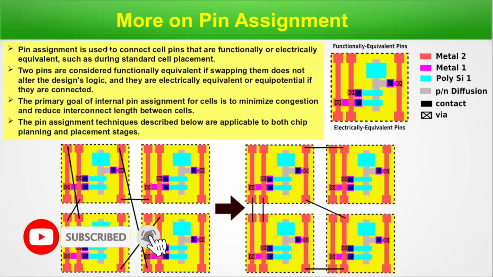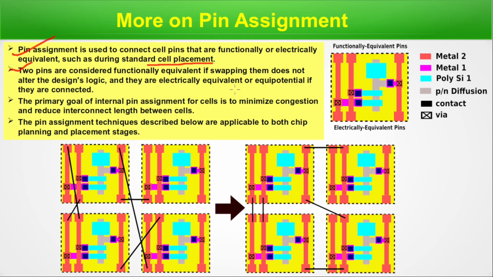Pin assignment is used to connect cell pins that are functionally or electrically equivalent, such as during standard cell placement. Two pins are considered functionally equivalent if swapping them does not alter the design's logic, and they are electrically equivalent or equipotential if they are connected.